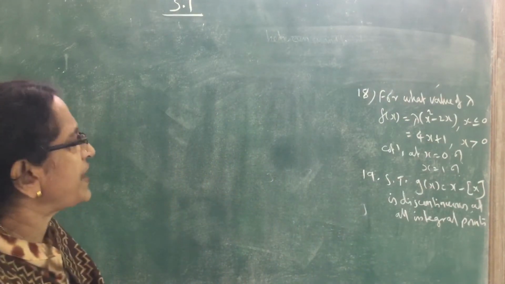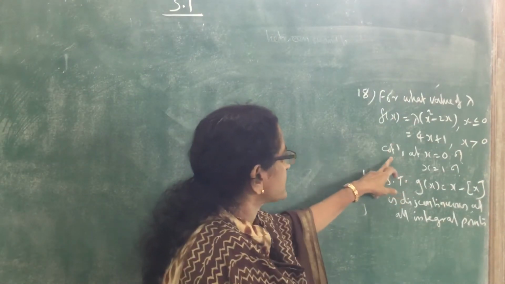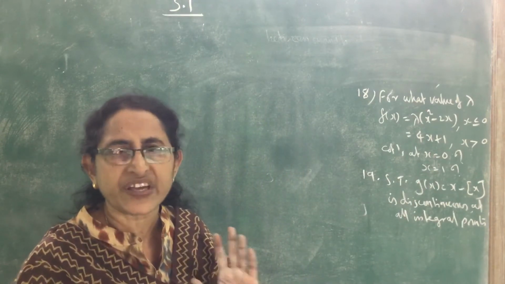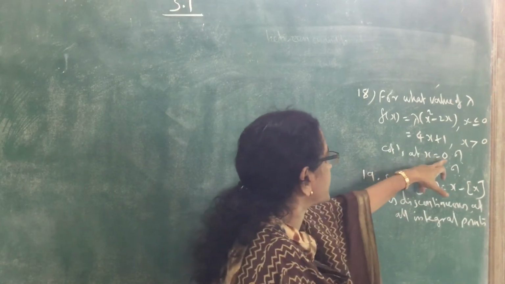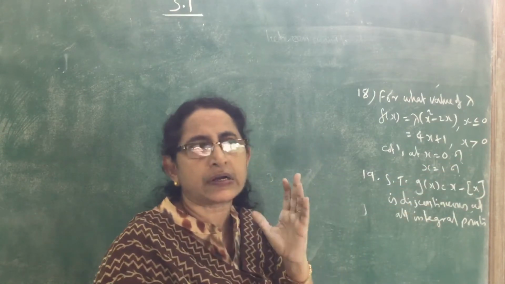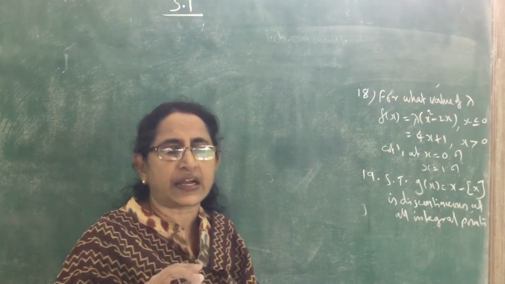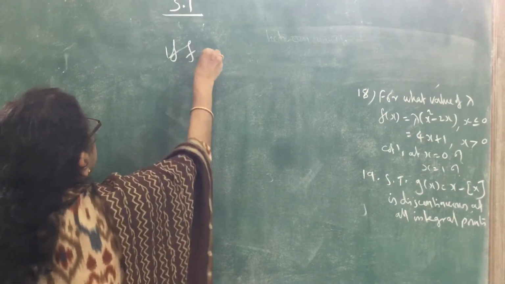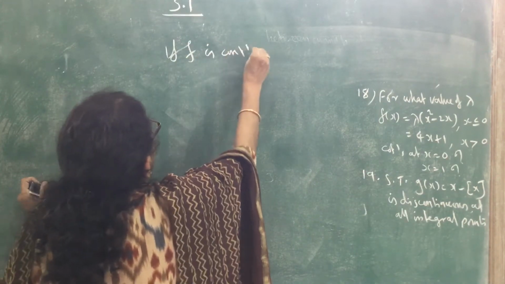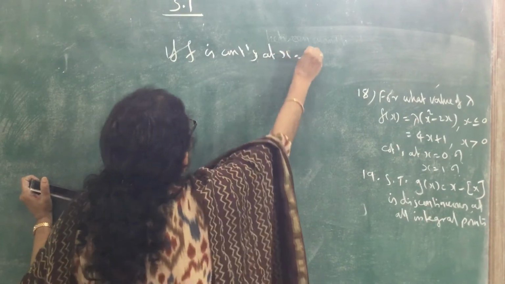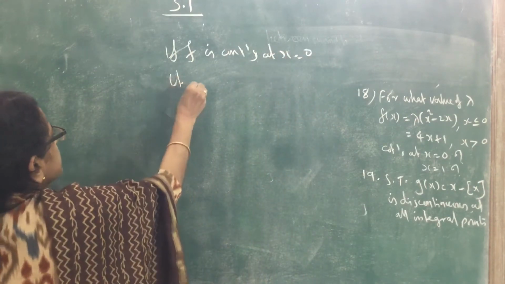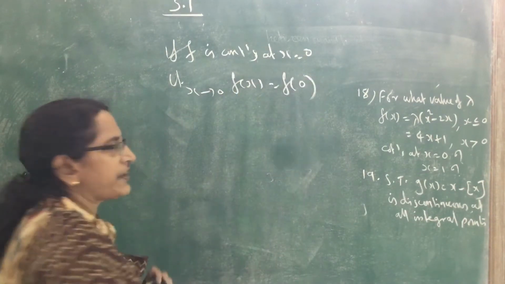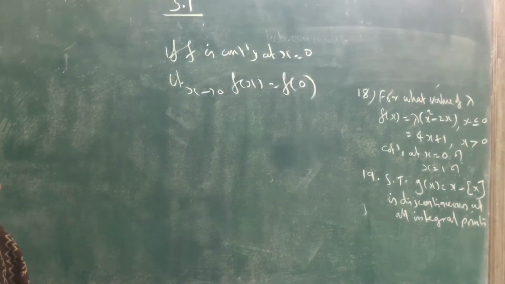For what value of lambda is this function continuous at x equal to 0? We have to find the value of lambda for which the function is continuous at x equal to 0. If f is continuous at x equal to 0, we know limit x tends to 0 f of x equal to f of 0. That is the definition of continuity at x equal to 0.